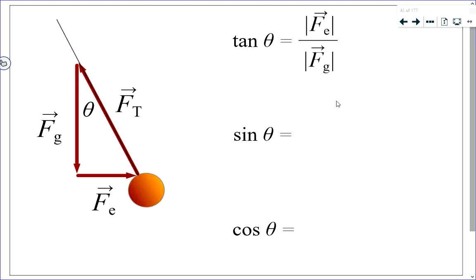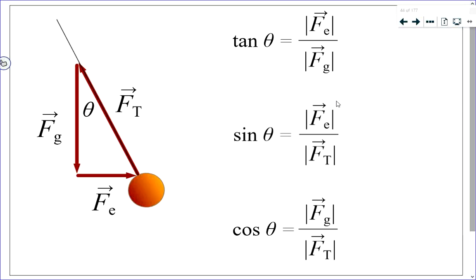And now you have a formula relating the angle of deflection of the pith ball with the electric and gravitational forces. The sine of the angle is opposite over hypotenuse, so that would be the electric force over the tension force. And the cosine is equal to adjacent over hypotenuse, so that would be the force of gravity over the force of tension. Of course, the force of gravity is the one thing that you can calculate as long as you know the mass. So there are a number of ways this can be presented to you, but one of them is you're told the mass and the angle, and you're asked to find the electric force.